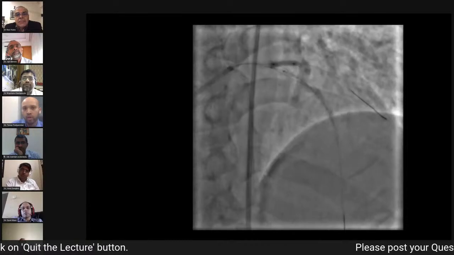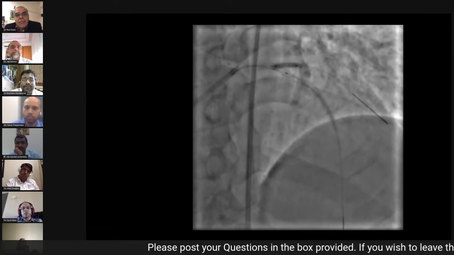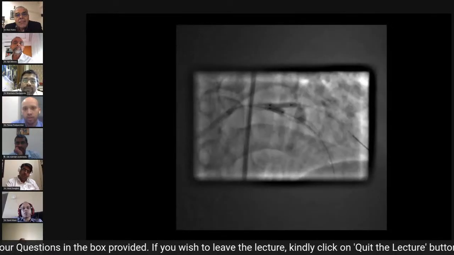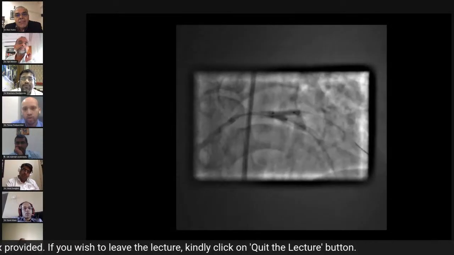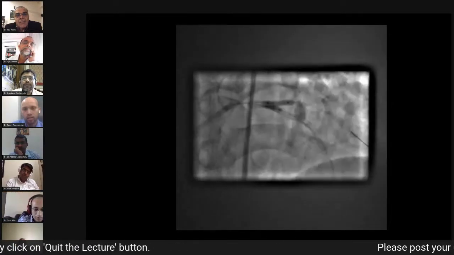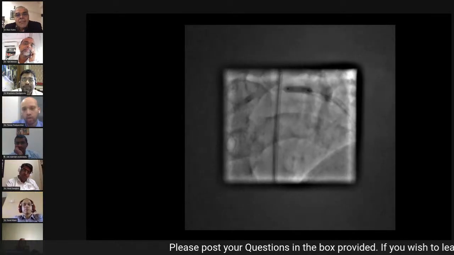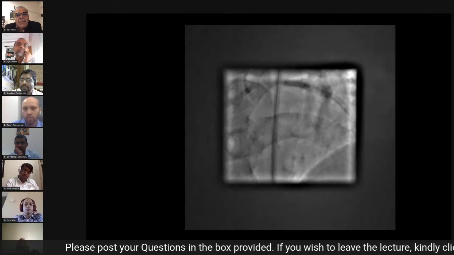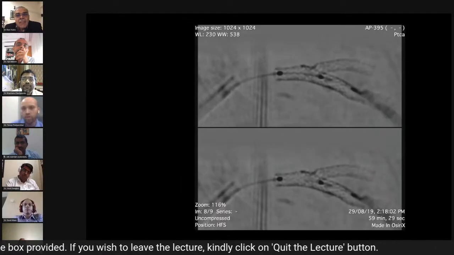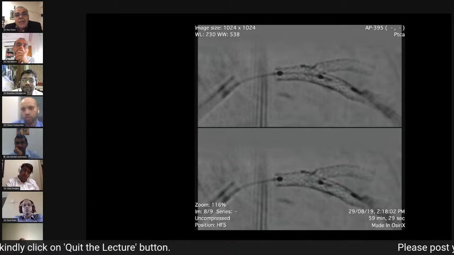Then a 2.5 millimeter NC balloon was used to post dilate the ostium of the diagonal. This is the final kissing balloon that was given with a 2.5 NC in the diagonal and a 2.75 NC in the LAD. And then final POT was done for the LAD with a 3 by 10 millimeter NC balloon. This is an image of the stent boost that was taken just before the final POT.